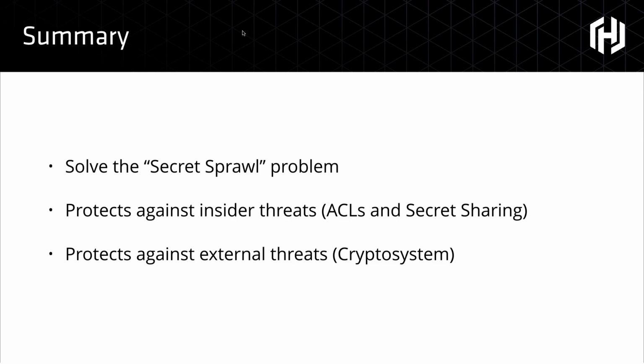So in brief summary, the challenge that Vault is looking to solve is the secret sprawl problem. It looks at 2 classes of threat: protecting against insider threats, largely through the ACL system and the secret sharing mechanism, and protecting against external threats using a modern and sophisticated crypto system.